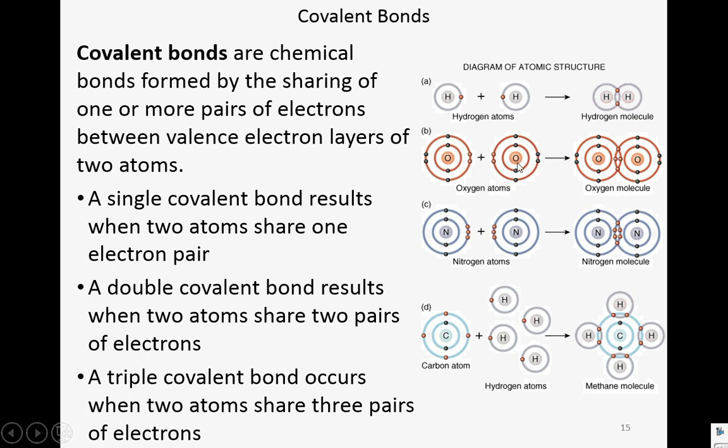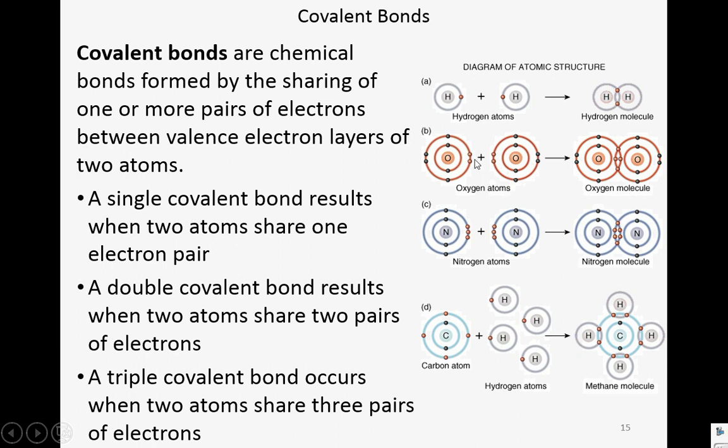Or O2, oxygen gas. N2, nitrogen gas. What we see here is that we can share a different number of electrons. With hydrogen, with its singular electron and singular electron, we're sharing those two. So both end up having two in their valence layer, so they both are satisfied. So here we're sharing one pair. That's what a single covalent bond is.